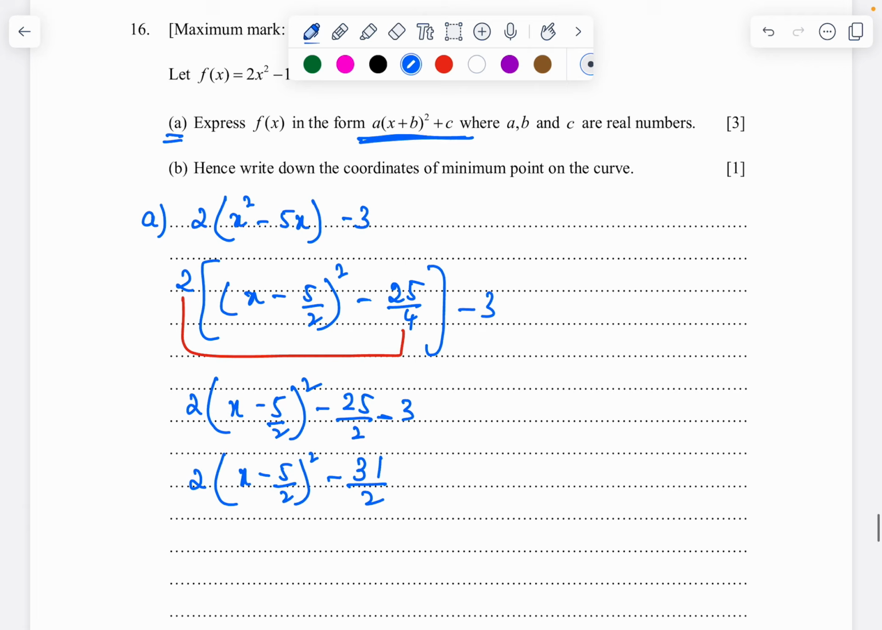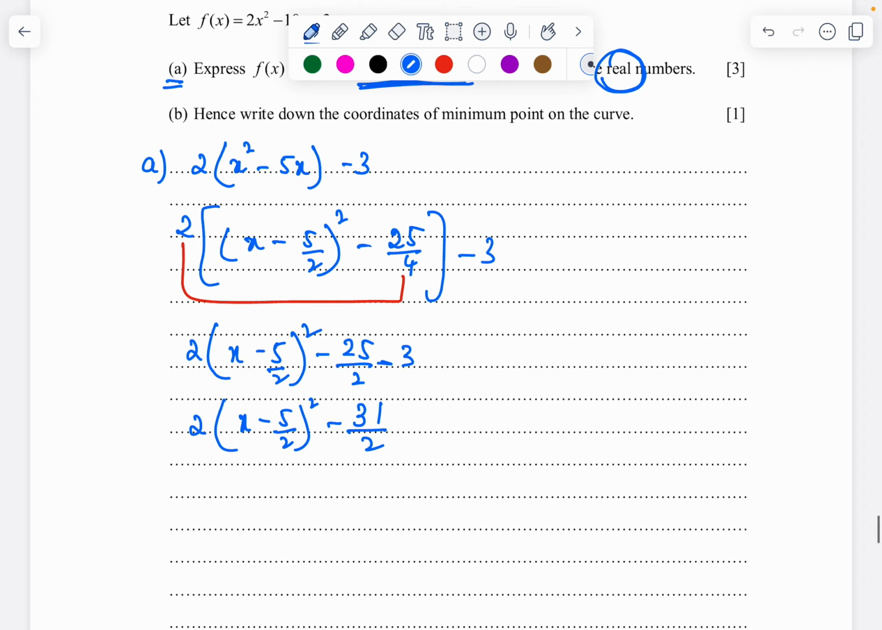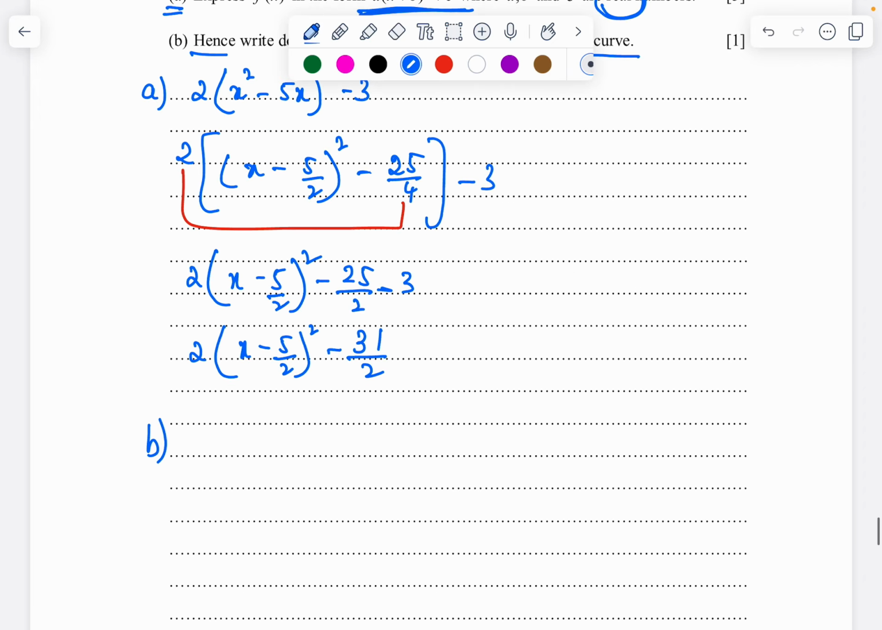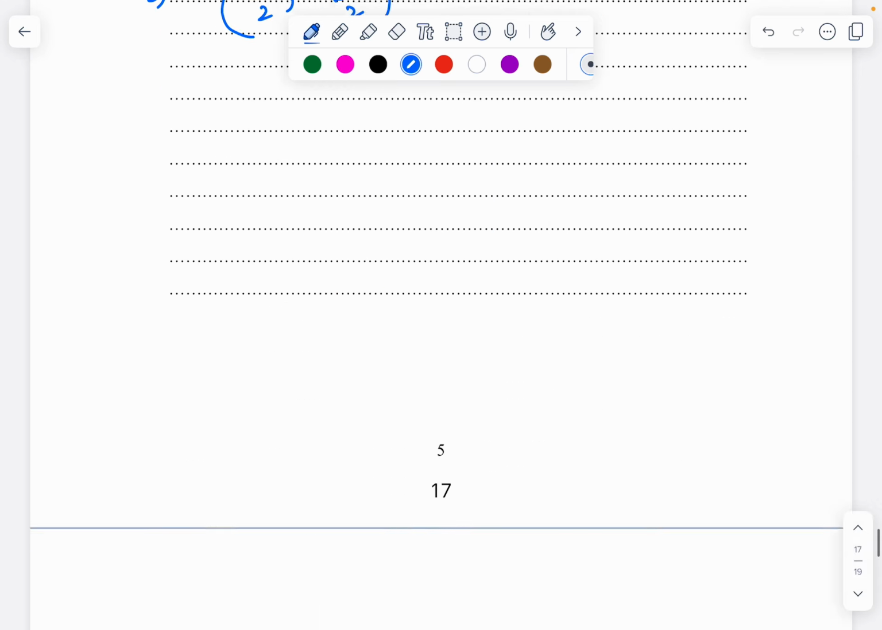So a, b, c are real numbers. Real numbers means it can be fractions. Hence, write down the coordinates of the minimum point. Minimum point is nothing but the vertex. So negative 5 over 2, we need to write it as positive 5 over 2, comma, negative 31 over 2. So these are our turning points.